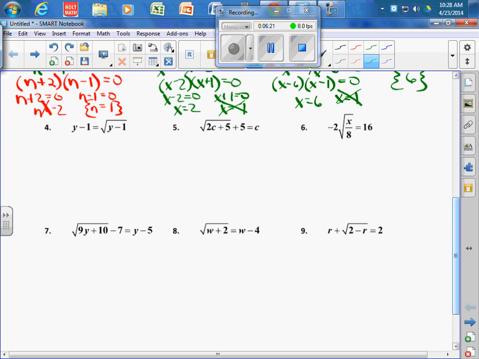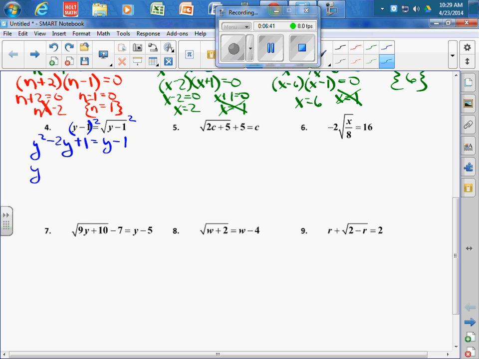In number 4, I need to square both sides. So I'm going to square the radical to eliminate it, and we're going to be FOILing y minus 1. Y minus 1 quantity squared is y squared minus 2y plus 1 equals y minus 1. I'm going to subtract y from both sides and add 1 to both sides.